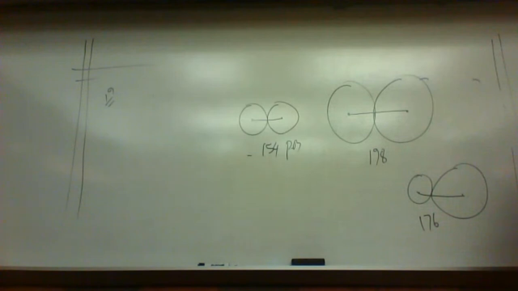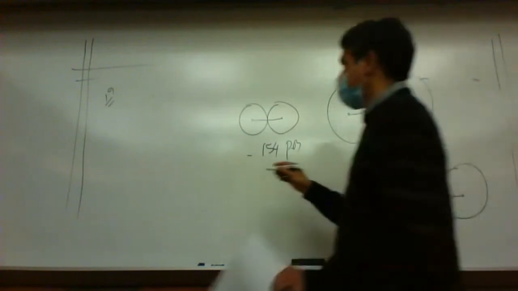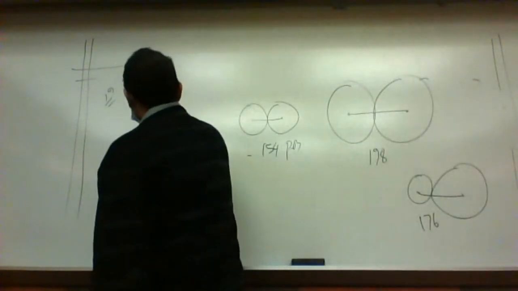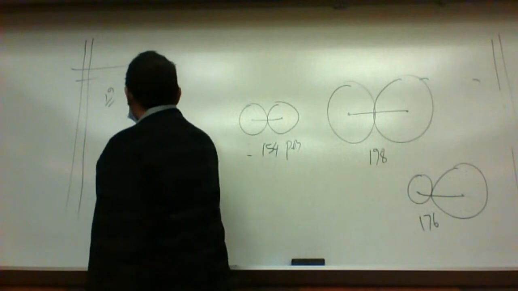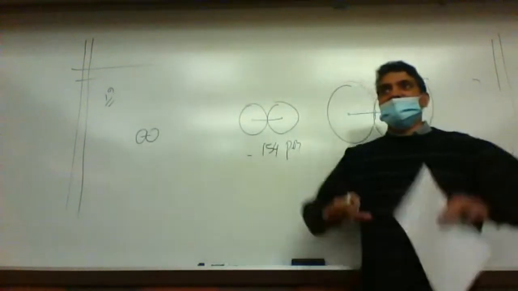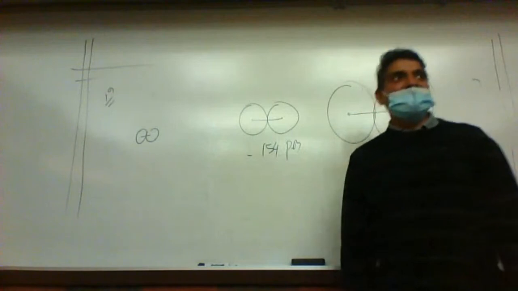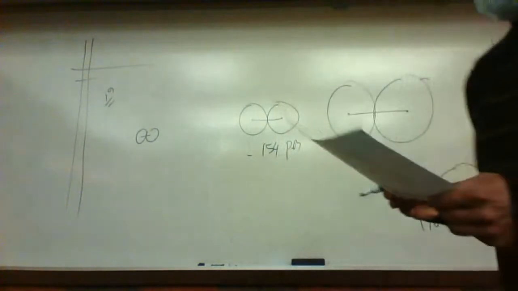Make sense? When the atom is smaller, the bond length is smaller. So let's say this is a small atom, and this is another small atom. The bond length between them is very small. As the size of the atom increases, the bond length increases.